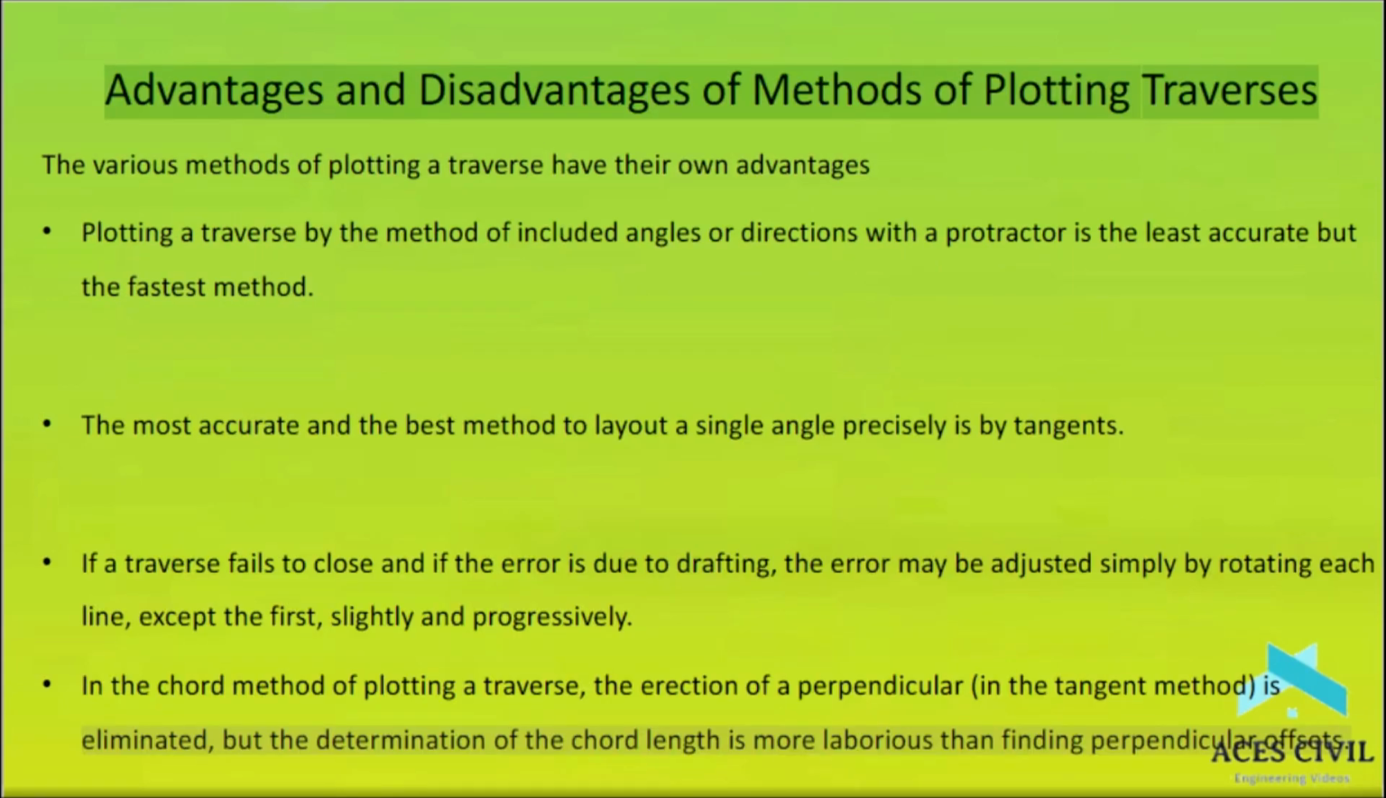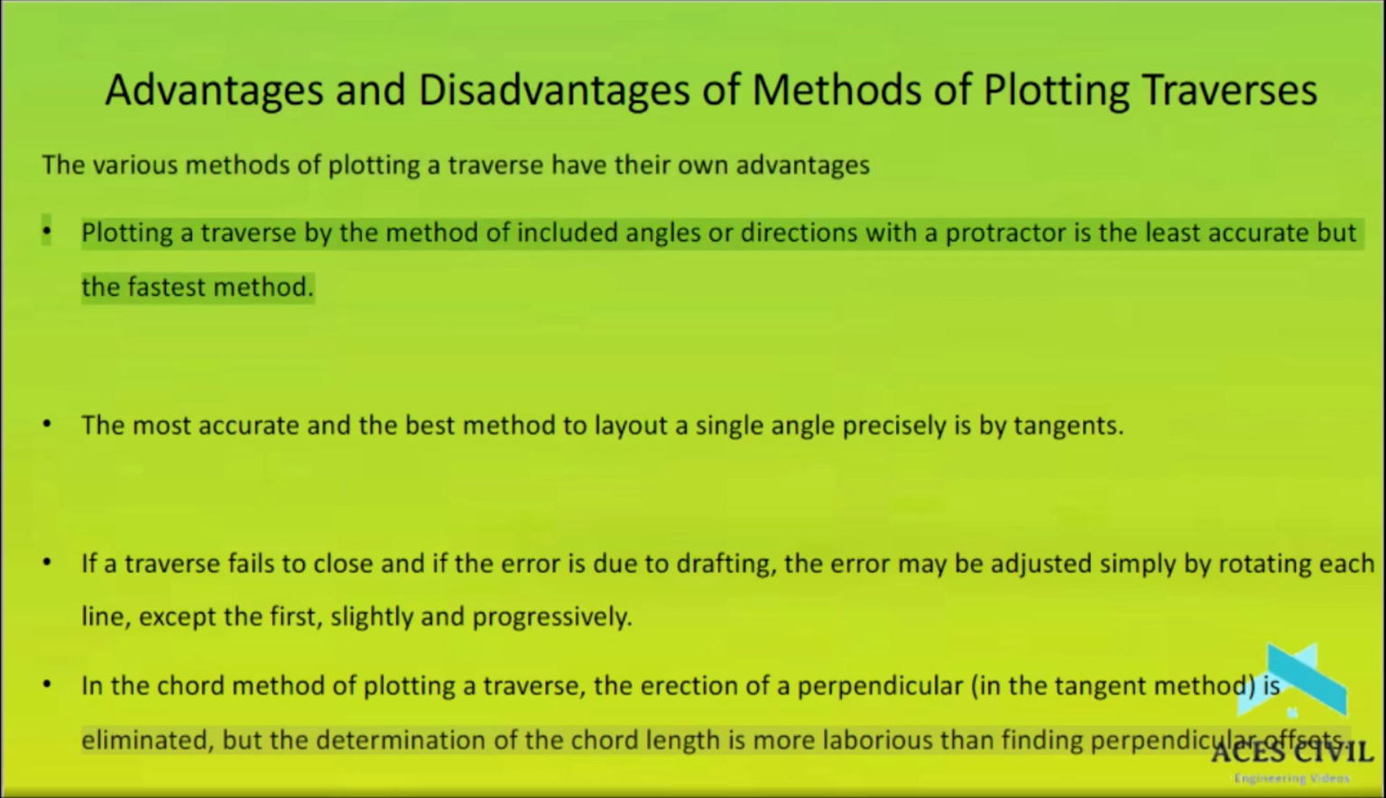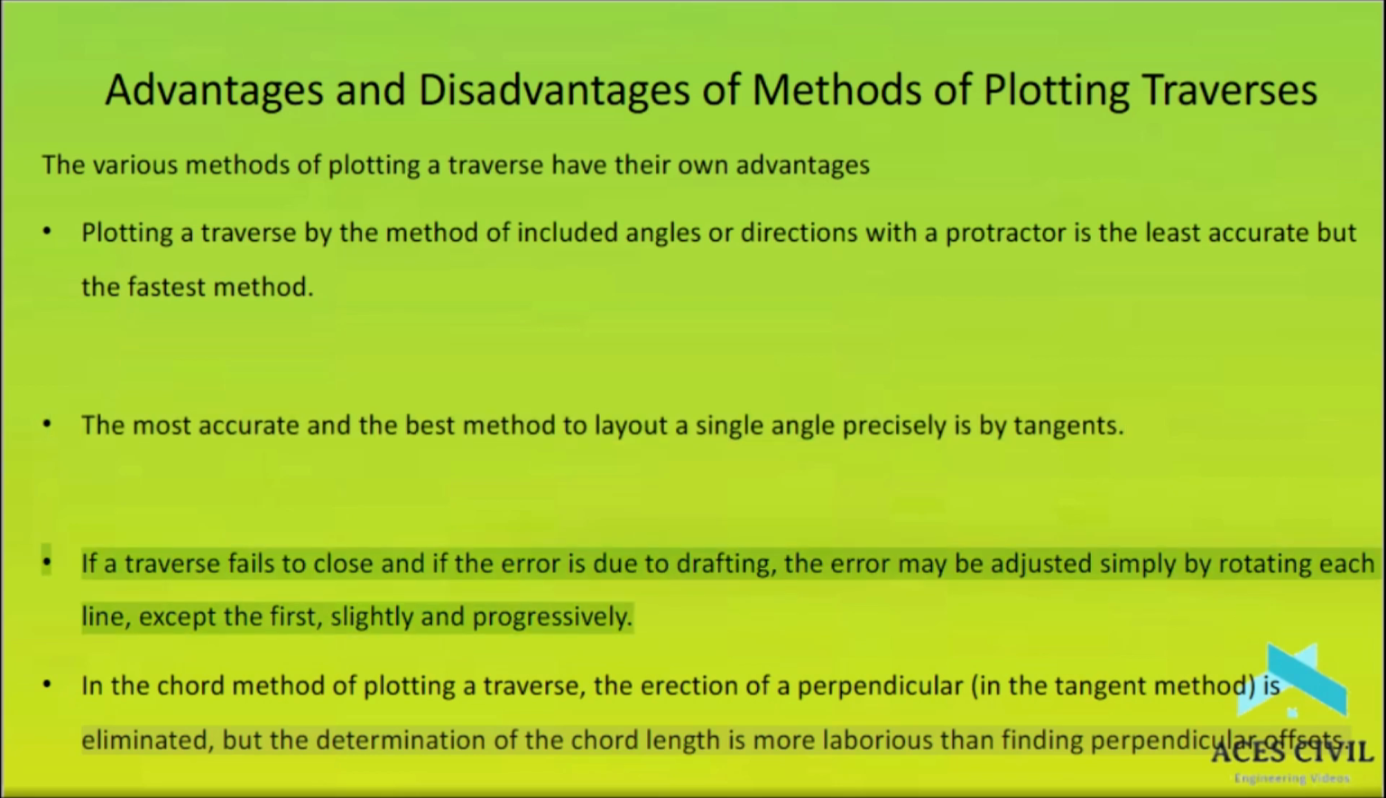Advantages and disadvantages of methods of plotting traverses. The various methods of plotting a traverse have their own advantages. Plotting a traverse by the method of included angles or directions with a protractor is the least accurate but the fastest method. The most accurate and the best method to lay out a single angle precisely is by tangents. If a traverse fails to close and if the error is due to drafting, the error may be adjusted simply by rotating each line, except the first, slightly and progressively.